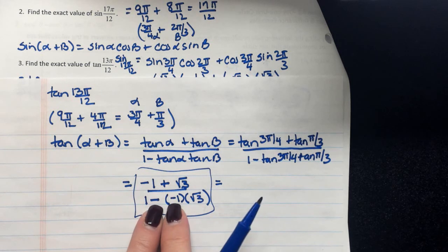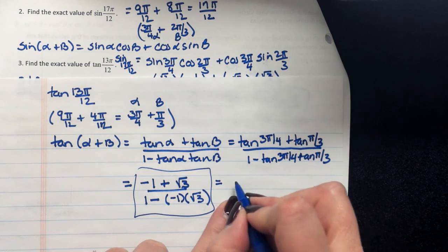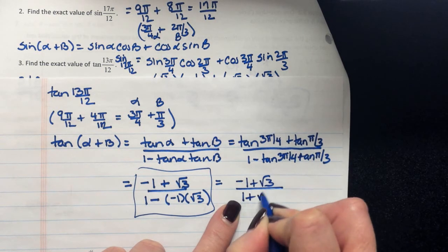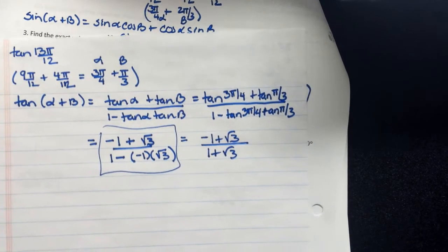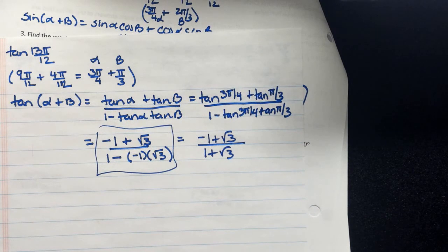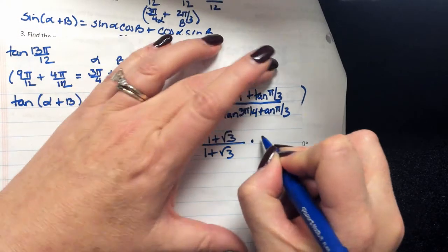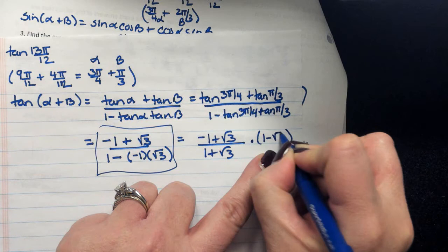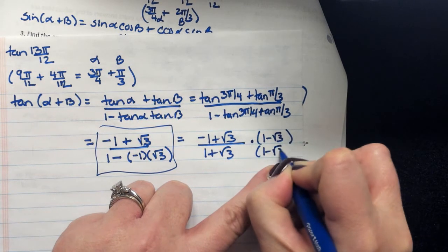First of all, what's this minus and negative in the denominator going to give me? Positive. Is it okay to leave a radical in the denominator? No. So what are we going to have to do with this fraction? Multiply top and bottom by what? The conjugate. Remember the conjugate. So I'm going to multiply top and bottom by the conjugate. What is the conjugate of 1 plus square root 3? 1 minus square root 3.